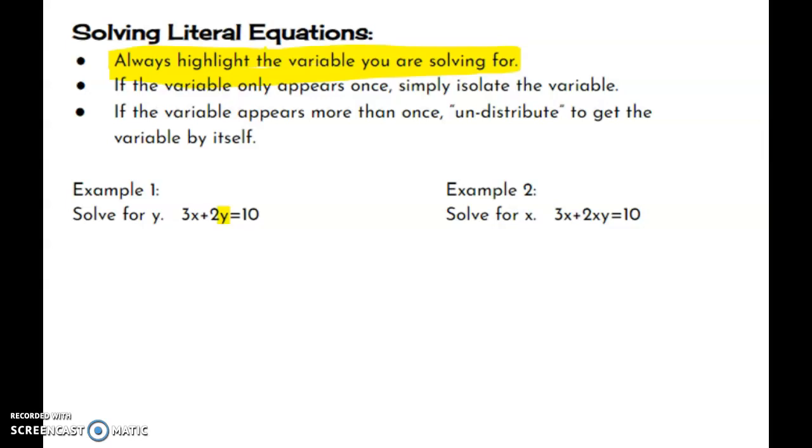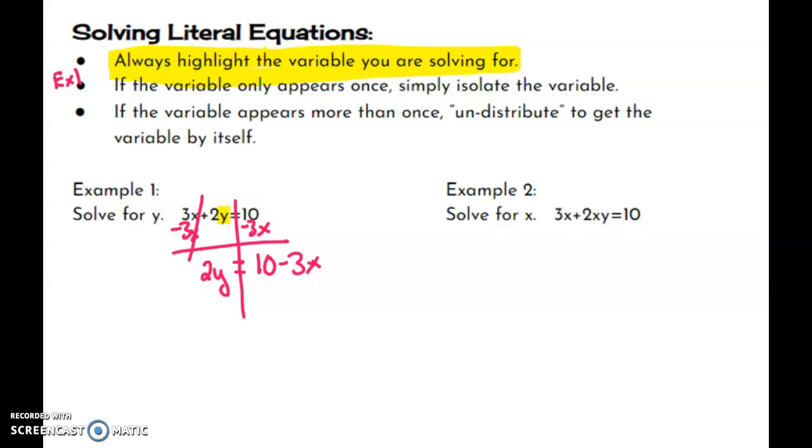All right, so if the variable only appears once, isolate the variable. That's like example 1. So let me just switch my color here real quick. All right, so this one, example 1, notice the variable only occurs once. So if you want to isolate the y, first you need to get rid of the 3x. Remember, you're going to work with your order of operations backwards. So you're going to add or subtract first. So I'm going to subtract the 3x because it's a positive. And what I do to one side of the equal sign, I must do to the other. So that gives me 2y equals 10 minus 3x.